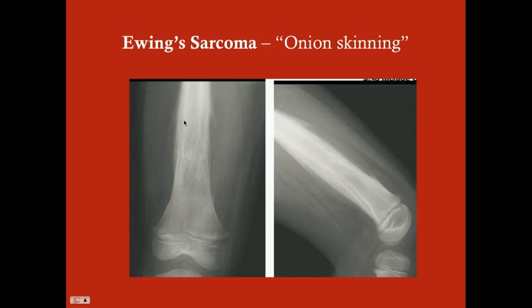So here you can see a line here, a line here. You can even see this line sort of bulging out here along the diaphysis. Notice that little line there? You can barely see it. And then here's another line, another line. I guess it kind of looks like onion skinning in a way.